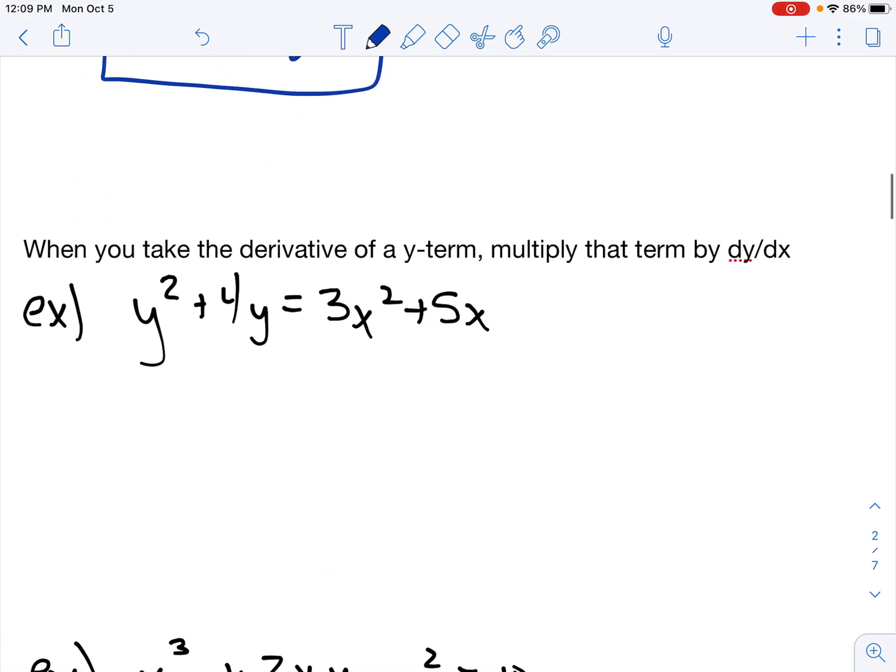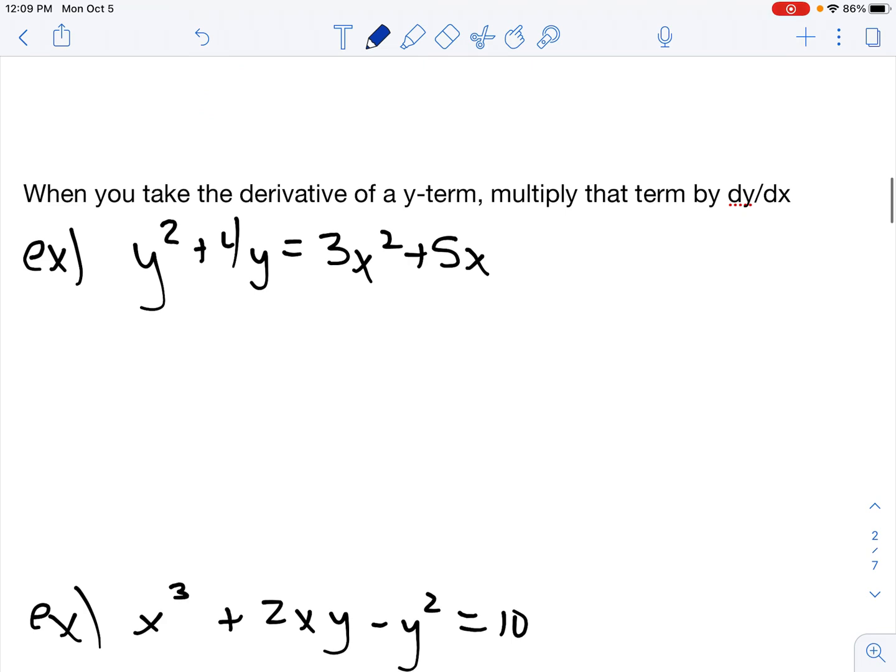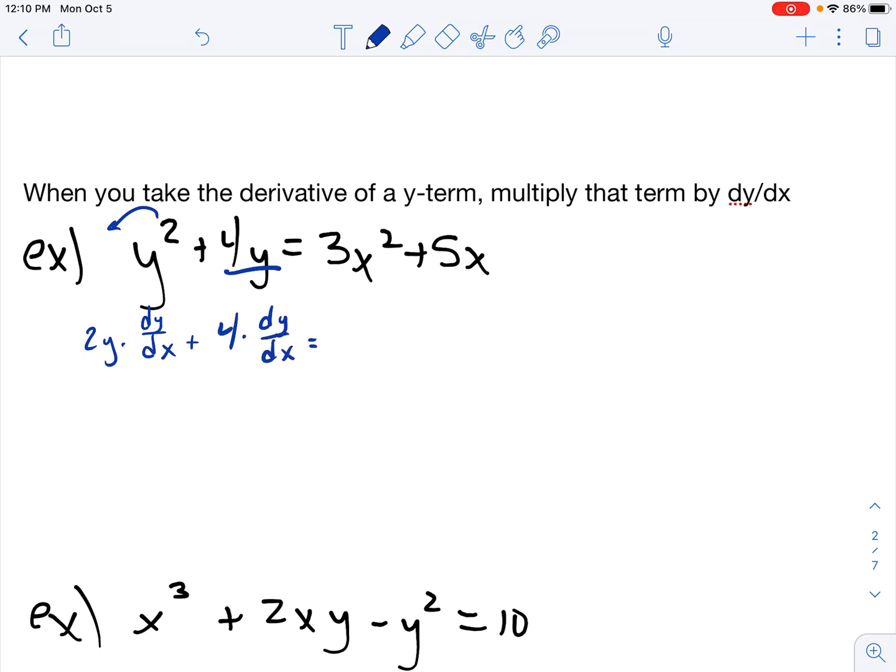Okay, so let's practice this a little bit. Here was that next warm-up problem that we really couldn't get y by itself too easily, but now we know we don't need to. So here goes, taking the derivative using the power rule. 2y to the first times dy dx, because it was a y term. Plus, the derivative of 4y would be 4 times dy dx. On the right-hand side, just 6x plus 5, because we already have x's over there.